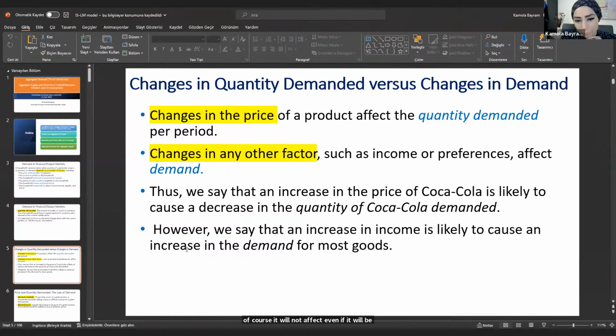Well, however, we say that an increase in income is likely to cause an increase in the demand for most goods, which is true. However, not always. You know that we have some goods, even if they are given for free, you are not going to buy more than you buy normally. And the best example is salt, right?